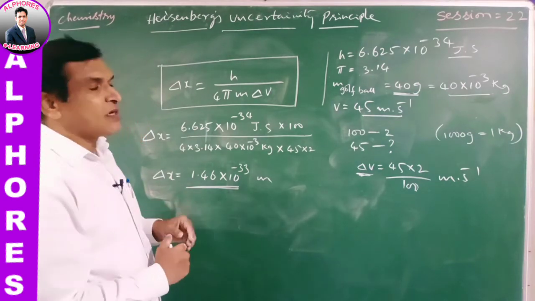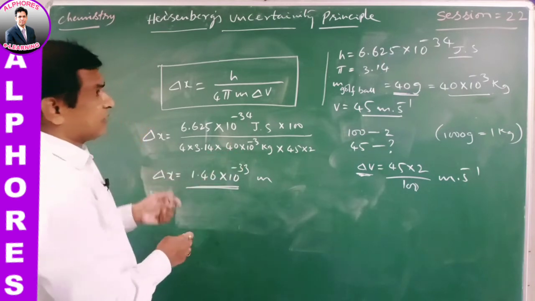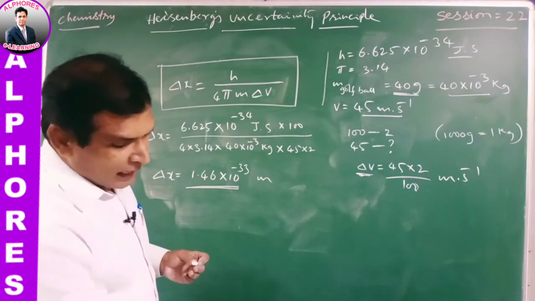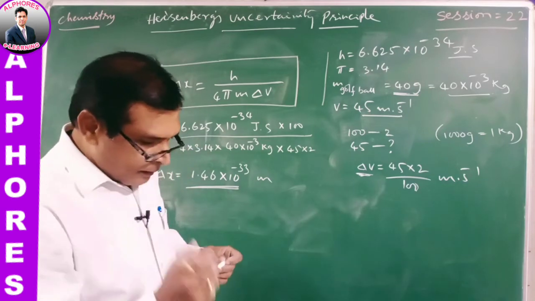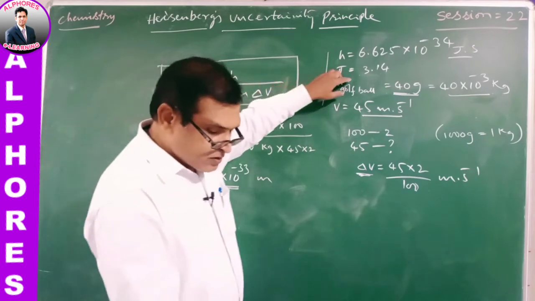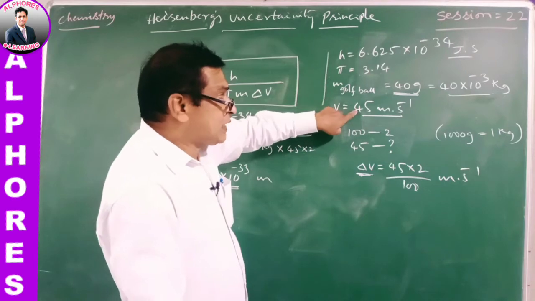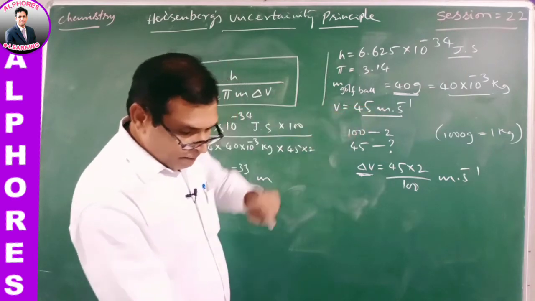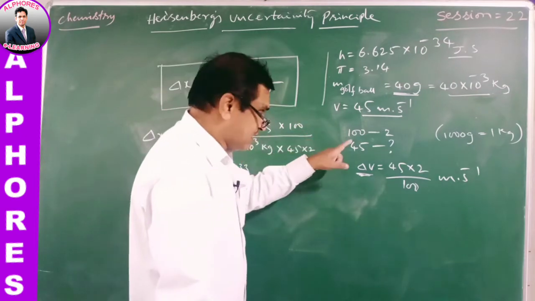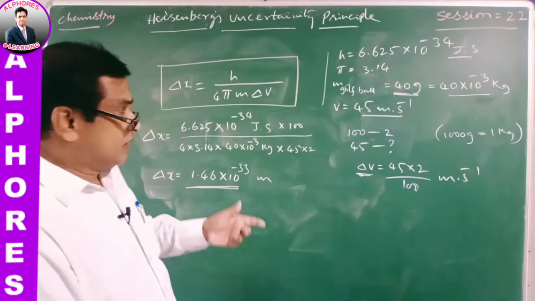Okay, that is the uncertainty in the position of the golf ball, which we calculated like this. Once again, I read the problem. A golf ball has a mass of 40 grams and a speed of 45 meters per second. If the speed can be measured within an accuracy of 2%, calculate the uncertainty in the position.